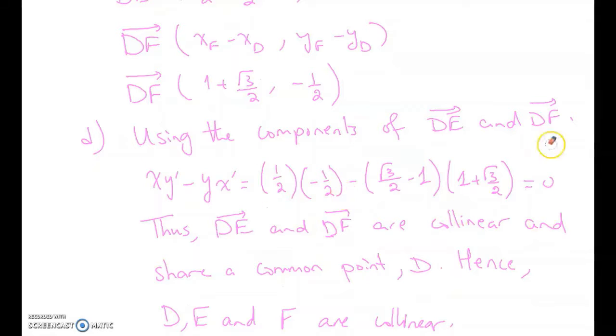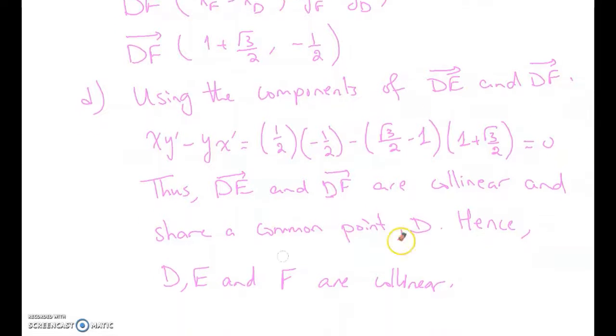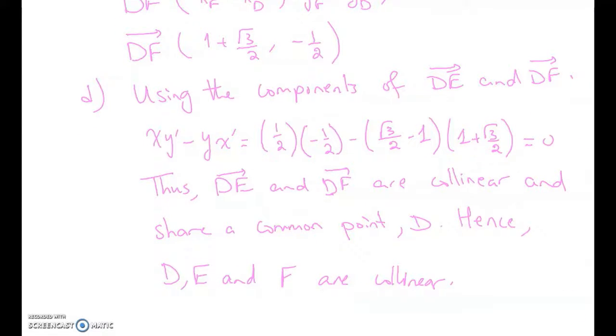And this means that the vectors DE and DF are collinear vectors, so they have the same direction. So lines DE and DF are either parallel or coincident. But since they share a common point, which is point D, then of course they have to be coincident, and therefore the points are collinear.